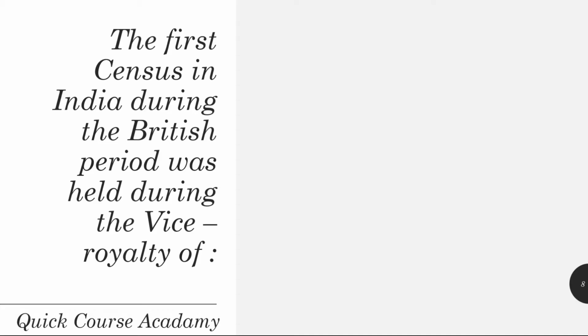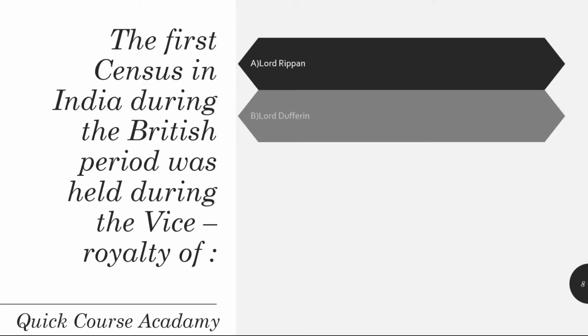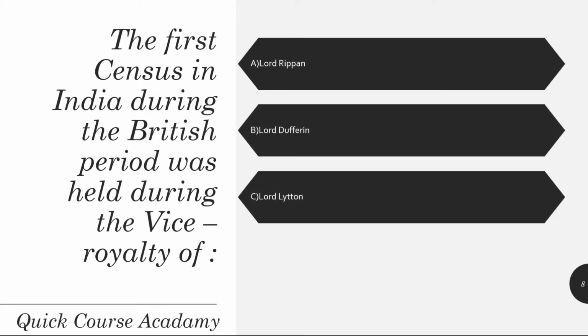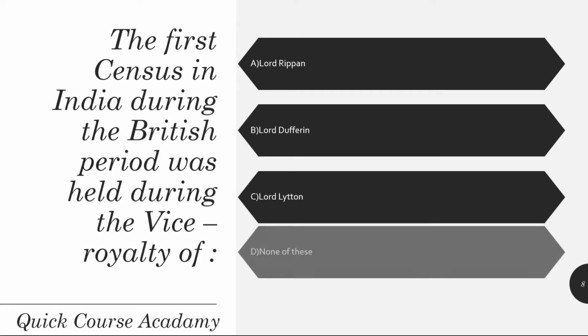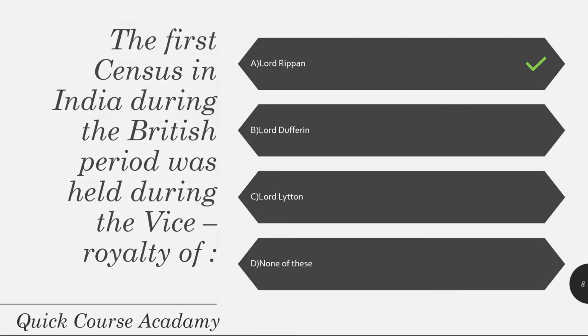The first census in India during the British period was held during the viceroyalty of Lord Ripon, Lord Dufferin, Lord Lytton, or none of these. And the correct answer is Lord Ripon.